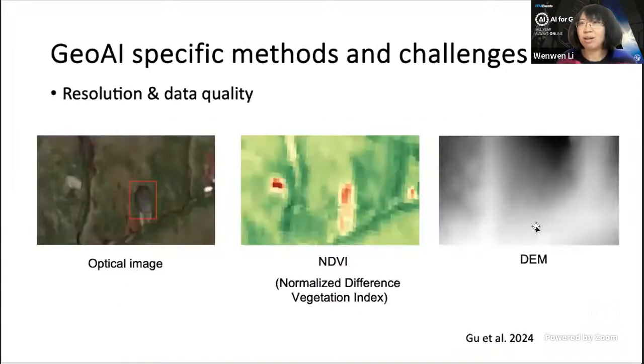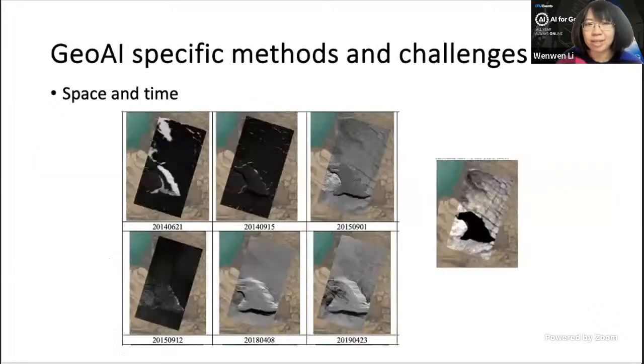And this is another challenge for resolution and data quality. We are trying to identify a kind of feature which is a landslide. On this vegetation index data, which shows the greenness of the vegetation, we can actually see a pattern change within this extent. But for the DEM data, which captures the vertical changes, if the spatial accuracy is not good enough, we can rarely see our objects in this data set.